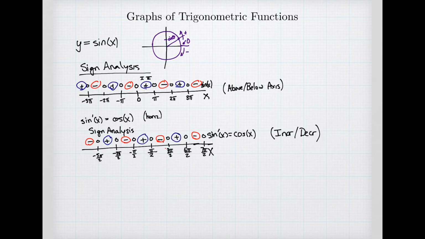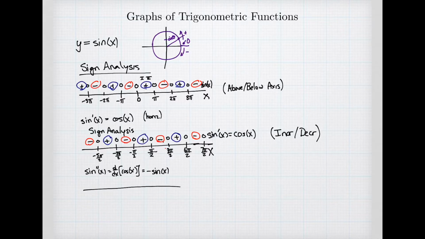All right. The third part that we want to think about is the second derivative. So sine's second derivative is the derivative of the cosine, because that was the first derivative, and that will be negative sine of x. And so this is interesting, that the sign of the second derivative is the opposite of the original sine's sign. Let's summarize that.